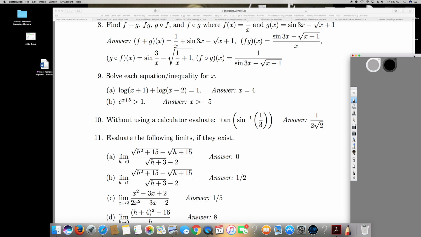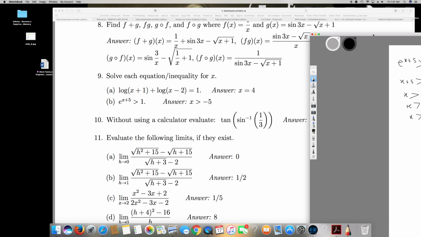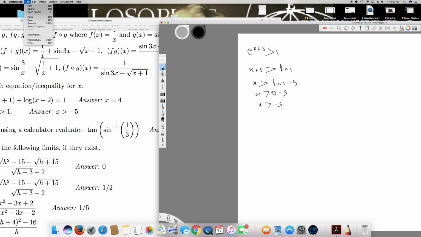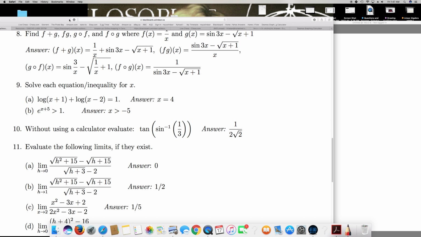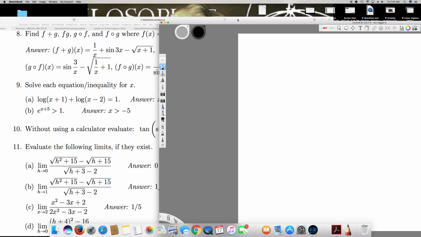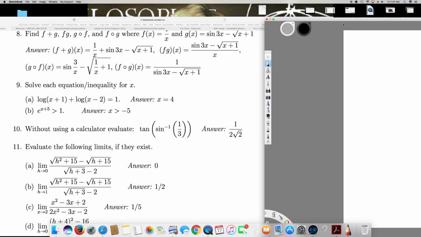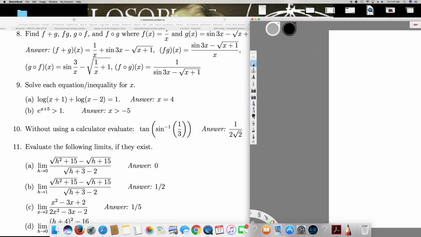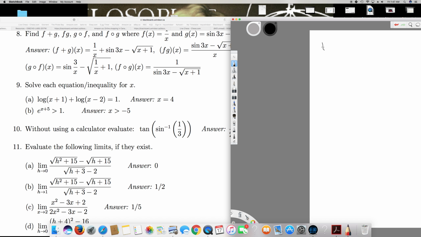And here we have one more question right here. Without using a calculator, evaluate tan(sine inverse of 1/3). Let's see. Tan of sine inverse of 1 over 3.